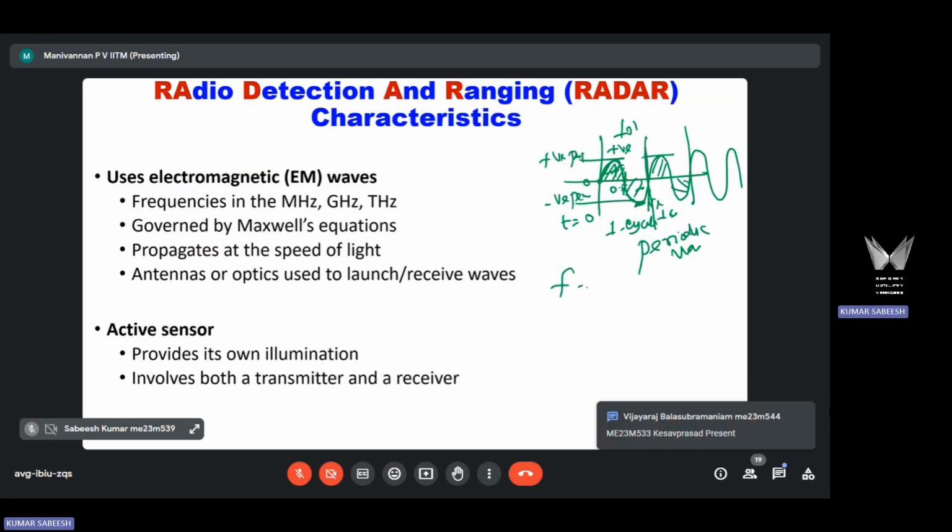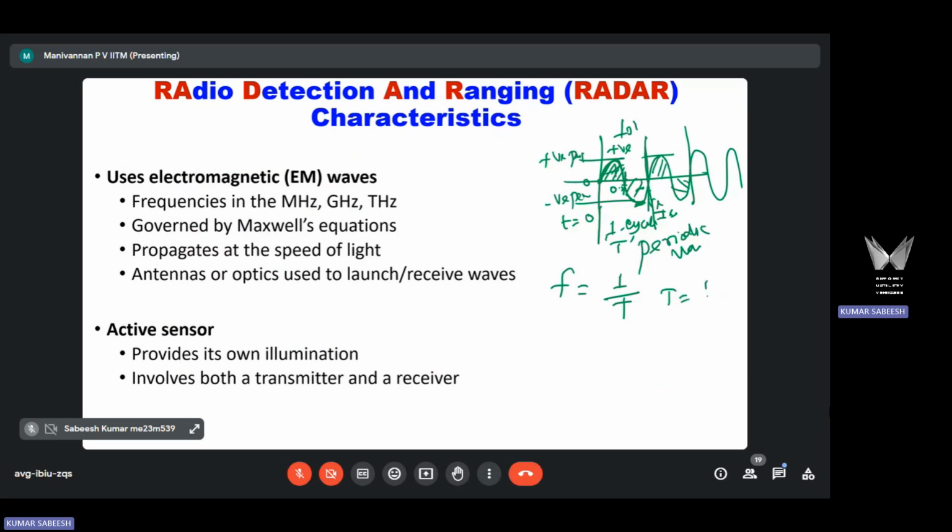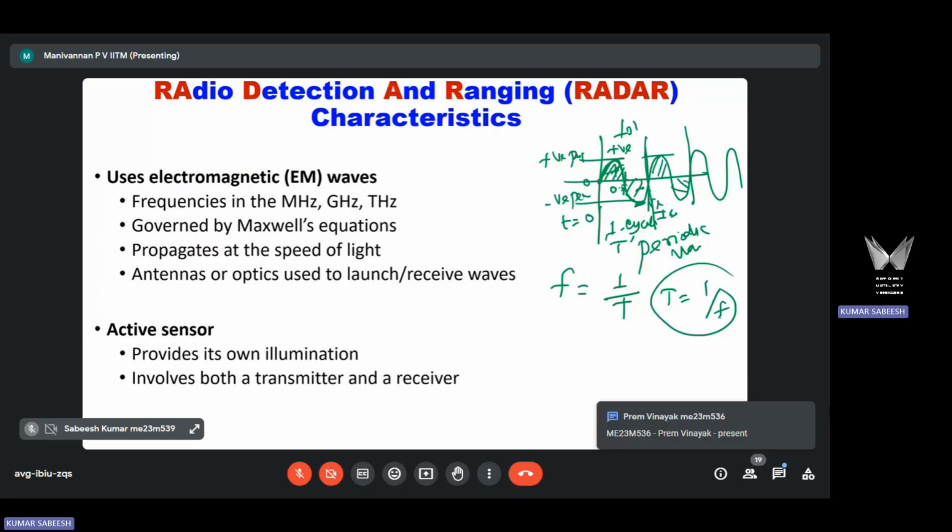What is the frequency? Frequency of any waveform, periodic wave, is nothing but 1 divided by T, where T is called cycle time. This time is called capital T, cycle time. 1 divided by cycle time is the frequency of this waveform. Otherwise, I say T equal to 1 by f. Both are the same. Cycle time equals 1 by frequency.